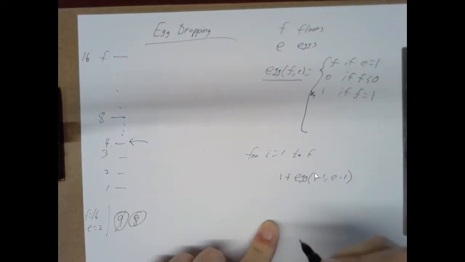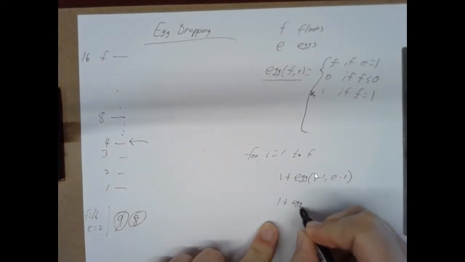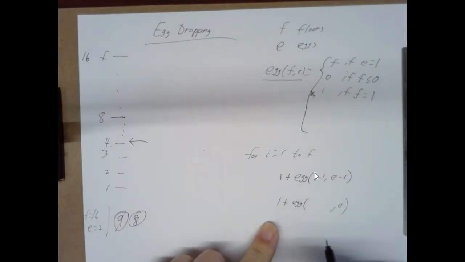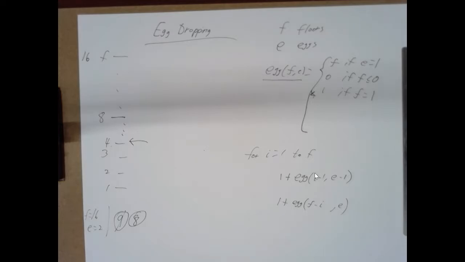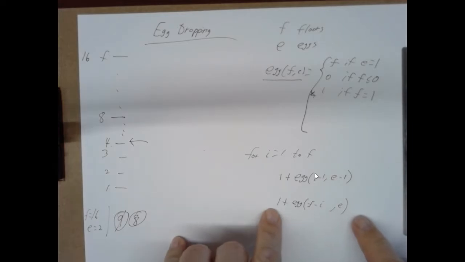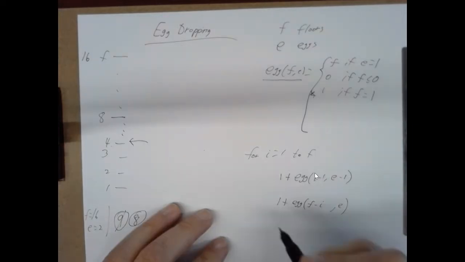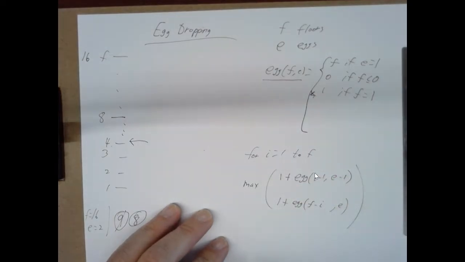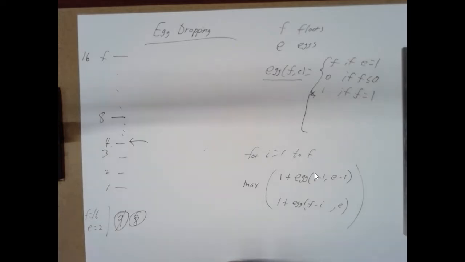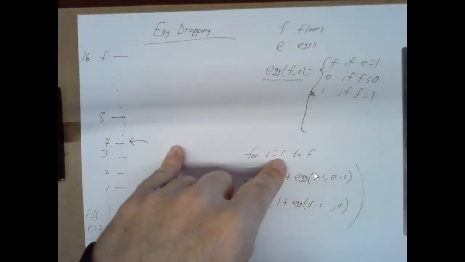Left and right subtree. If it survives, then we still have all of our eggs, and we know that it survived from floor I, so the critical floor is somewhere between I plus 1 and F. So there's a total of F minus I floors we have to consider using E eggs. And so this is the number of experiments in that case. And we're looking for the worst case scenario, so we want the maximum of these two values. That's the guaranteed maximum number of experiments we need if we start with floor I.